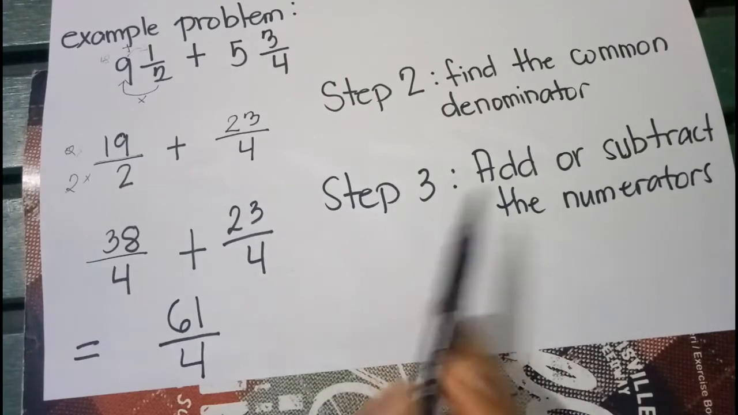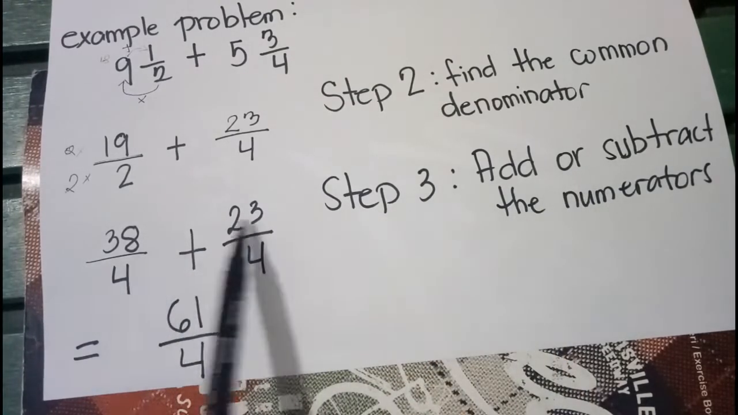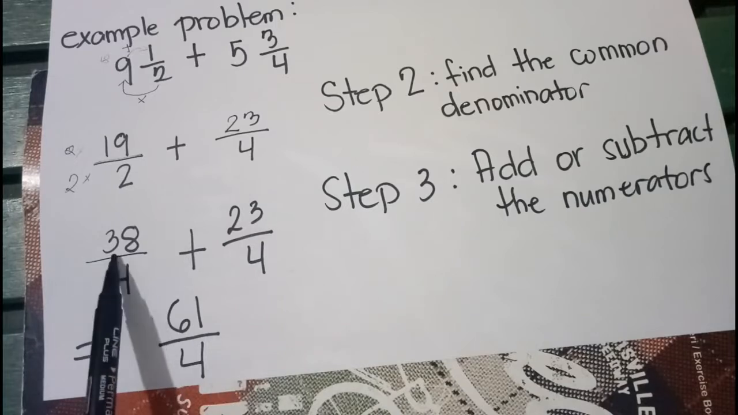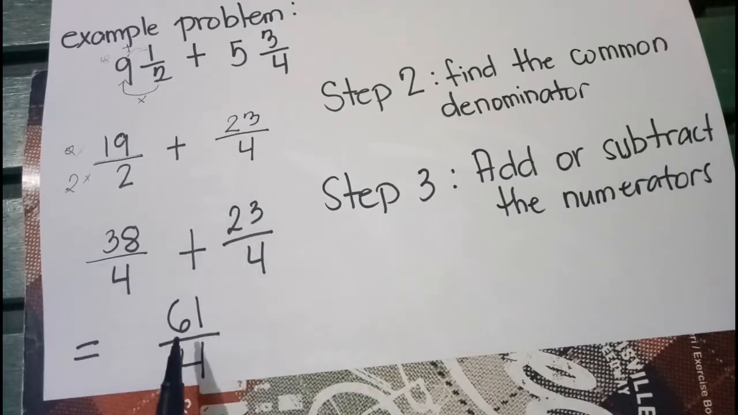Okay, simple as that. Again, for step 3, you're just going to add the numerators, the ones on top: 38 plus 23 is 61, and then you copy the denominator. So that's it for step 3. And it is important, again, to check if you need to simplify your answer.